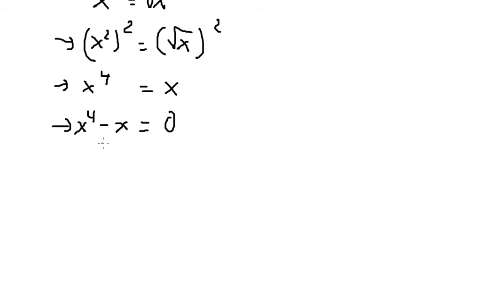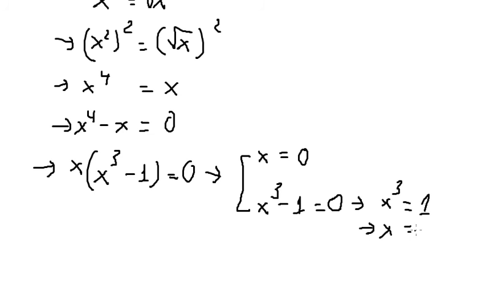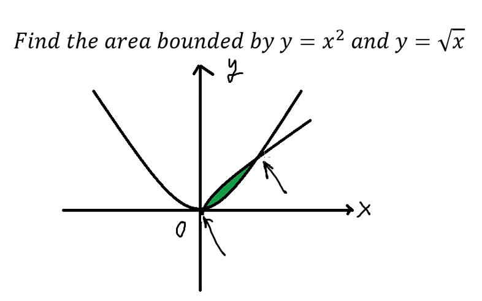And now we have x and x, we can do factorization. And now we have two solutions. That is x equals 0 and x to the power of 3 minus 1 equals 0. So I will put negative 1 to the right. And we have x equals 1. So this one is x equals 1.